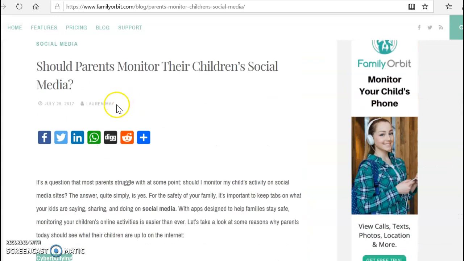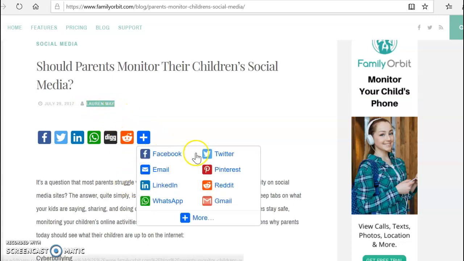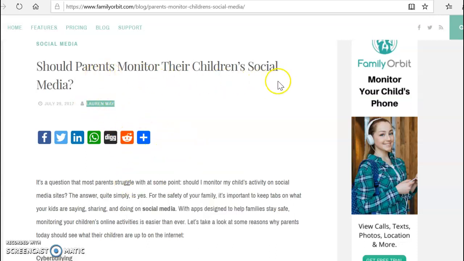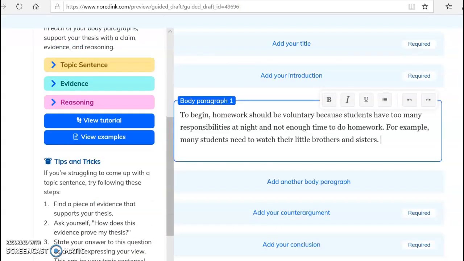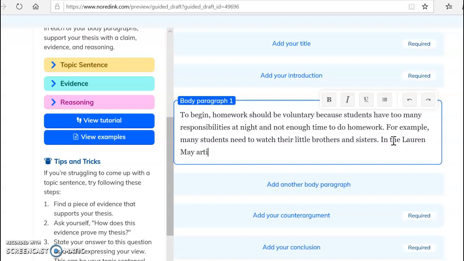You're going to come up here and you can see that it's written by Lauren May. So you're going to do her last name, or you can even say in the Lauren May article, "Should Parents Monitor Their Child's Social Media," comma, it says, and then you put your quote, and you explain your quote. Okay, so we go back to, which one is it? There it is.